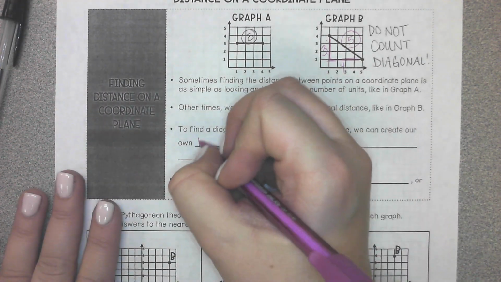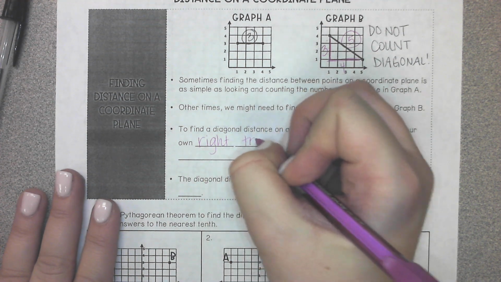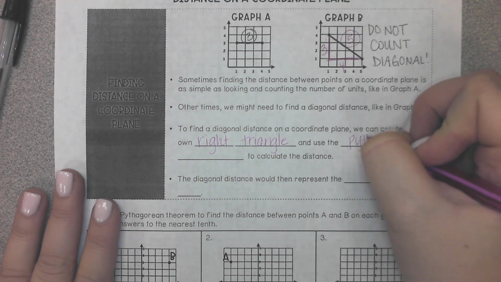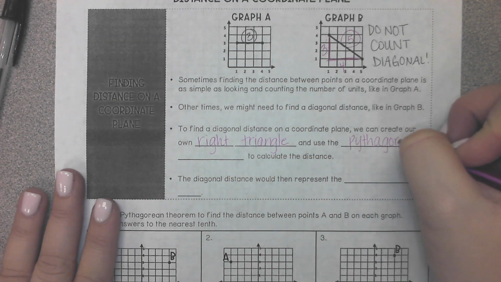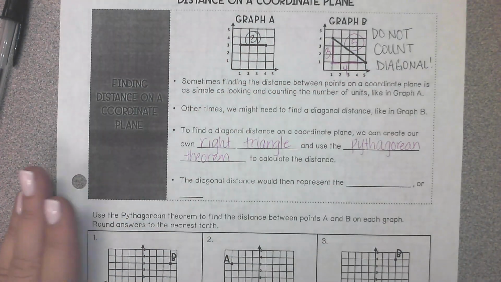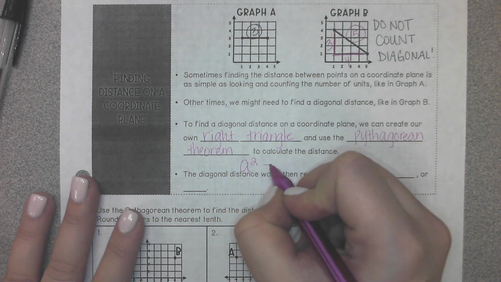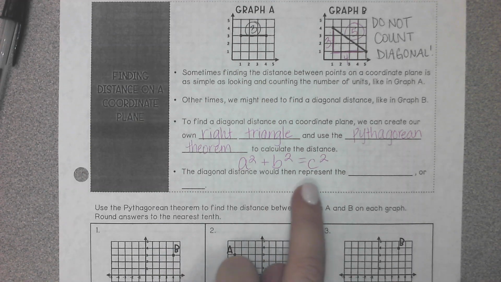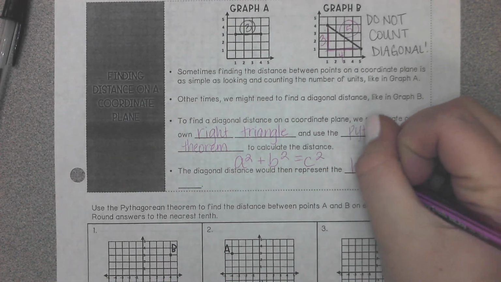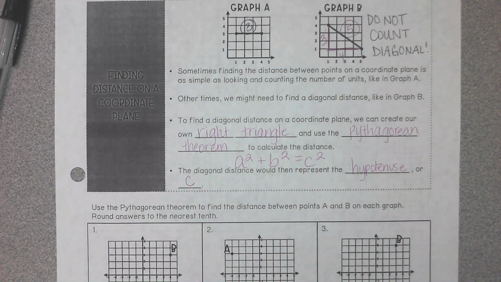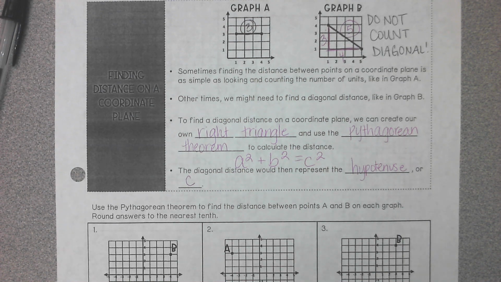Okay, so if we just jump down here, to find a diagonal distance on a coordinate plane, we can create our own right triangle and use the Pythagorean theorem. Remember, the Pythagorean theorem is a squared plus b squared equals c squared. And this diagonal distance would then represent the hypotenuse, or c. Okay, so make sure you get that down. If I go too fast, go ahead and just pause the video so you can catch up with me.